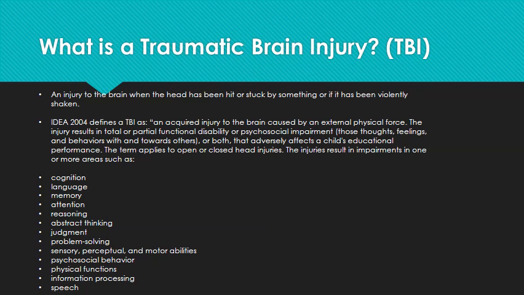IDEA of 2004 defines a traumatic brain injury as an acquired injury to the brain caused by an external physical force. The injury results in total or partial functional disability or psychosocial impairment, or both, that adversely affects a child's educational performance. The term applies to an open or closed head injury, and these injuries result in impairments in one or more of the following areas: cognition, language, memory, attention, reasoning, abstract thinking, judgment, problem solving, sensory, perceptual, and motor abilities, psychosocial behavior, physical functions, information processing, and speech.